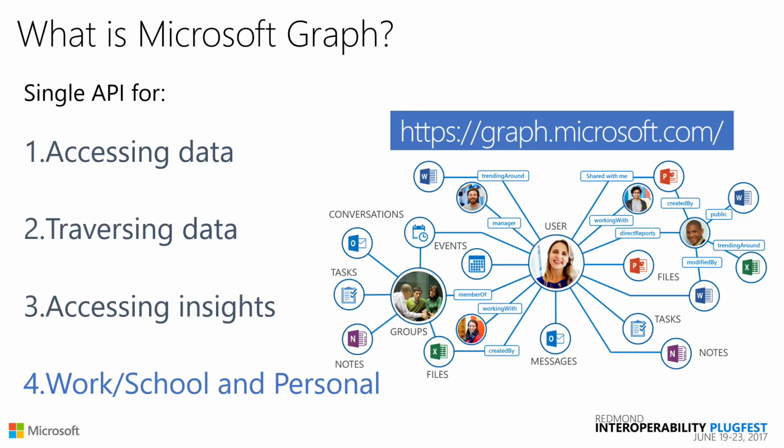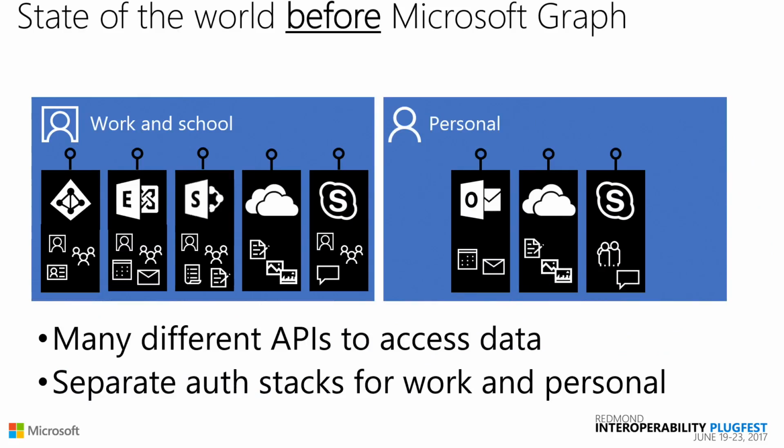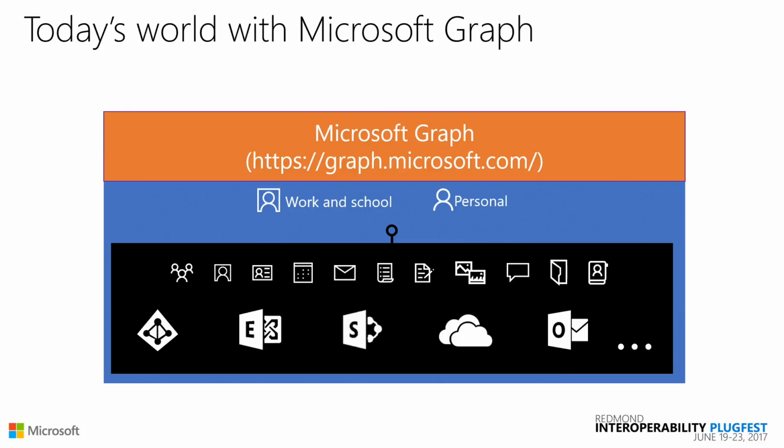graph.microsoft.com is the endpoint for it. In the previous state, each workload was divided into two streams, the Office 365 and the personal one, and people had to figure out the right auth endpoint to connect to. That was a little bit of a problem for these application developers. But now using Graph, you wouldn't have this problem because you connect to a single endpoint, graph.microsoft.com, and you will get access to all the content which is present there. Whether it is personal or work or school, it doesn't matter, across the workloads as well.